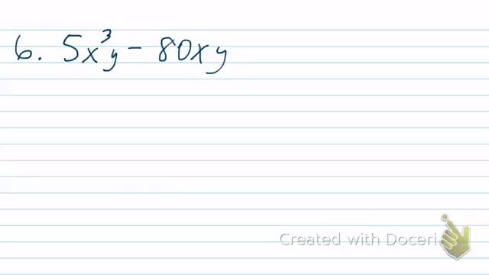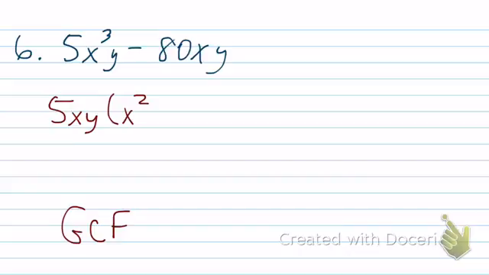Now it's jumping out at me that we have a common factor here, some GCF here. So let's see, 5 is certainly a divisor of 80, and then the smaller power of x would be x, and there's a y to the first power in both. So 5xy is your GCF. Times x squared, that would give us the first term. And then minus 16, that'll give us the second term.